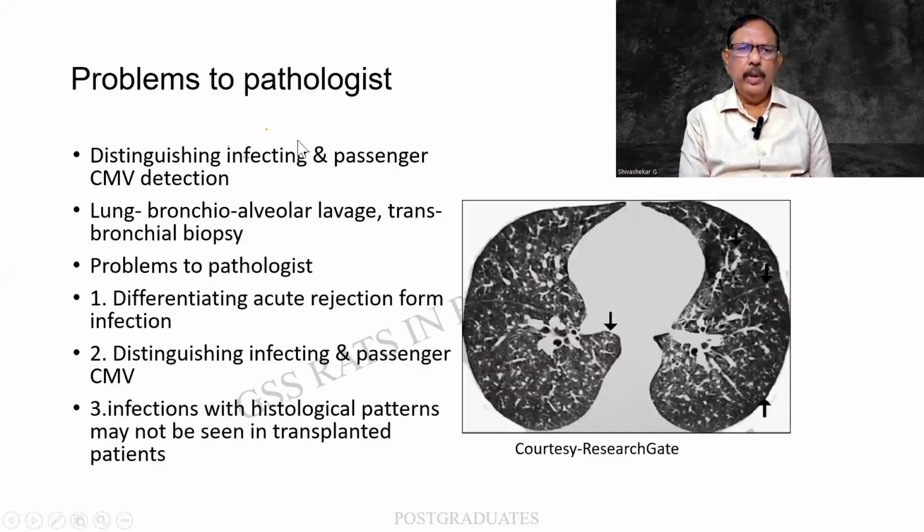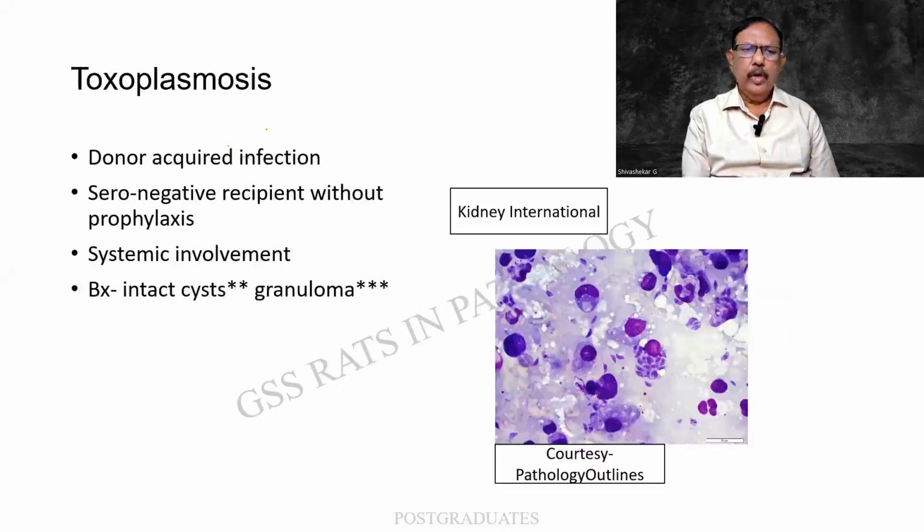So the problems to a pathologist: distinguishing between the infecting and the passenger CMV. In this case, I find that there are multiple foci of infection and it almost mimics a miliary tuberculosis to me. So, differentiating an acute rejection from an infection, then the infecting and the passenger CMV, and distinguishing the different histological patterns, which are not usually seen in transplanted patients.